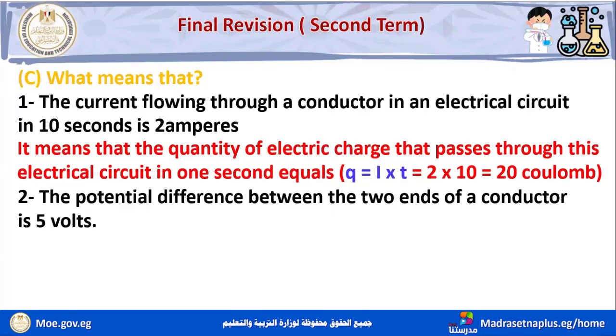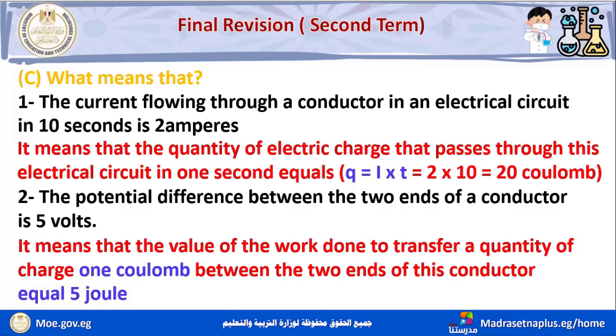Question number 2, the potential difference between two ends of a conductor is 5 volts. It means that the value of the work done to transfer a quantity of charge 1 coulomb between the two ends of this conductor equals 5 joules.